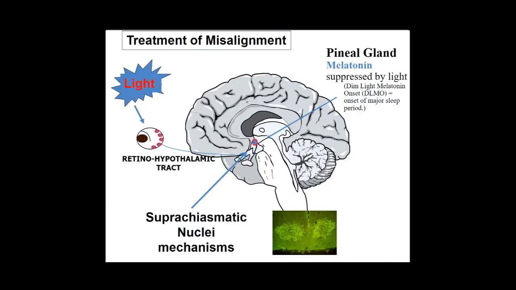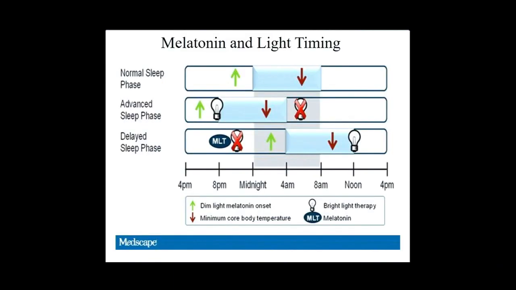So how do you treat this misalignment? Well, you use the same techniques. You use light and you use melatonin. So in normal sleep phase, you have what's called the dim light melatonin onset. The green arrow goes up, and that's about an hour and a half before you're going to go to sleep. And then it comes back down just before you're going to wake up. In the advanced phase, this dim light melatonin starts earlier, say 6 o'clock in the afternoon, and you're ready to go to sleep by 8 o'clock. And it goes back down.